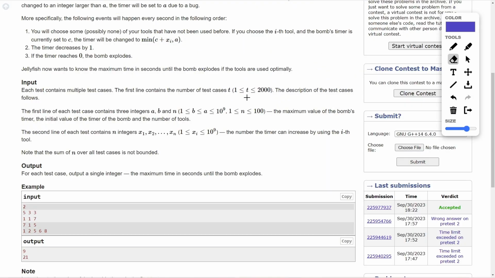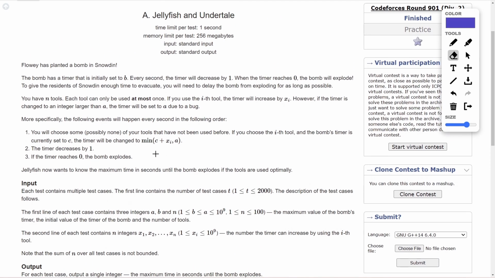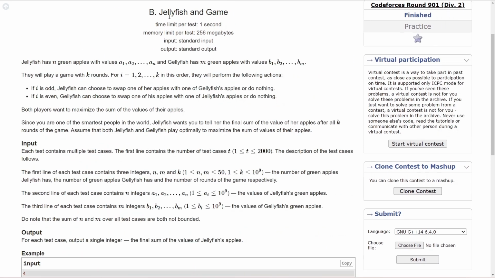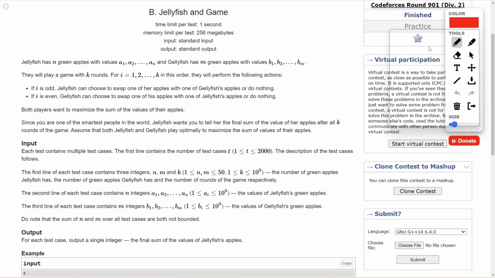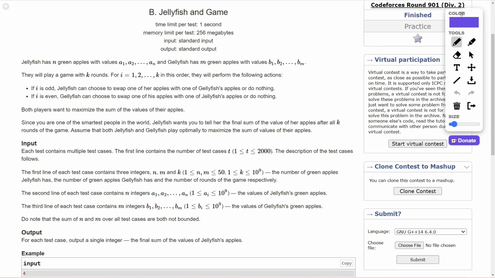Let's move to the second question. We did Jellyfish and Undertale. Now B is Jellyfish and Game. This is a very interesting problem. Let's try solving it. I'll explain the question once. Here, let's just say that there are two fishes, fish 1 and fish 2.